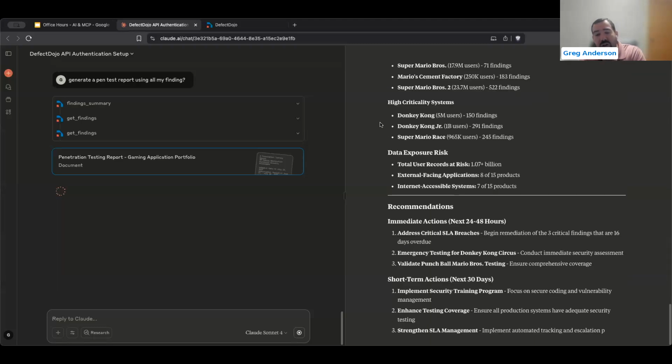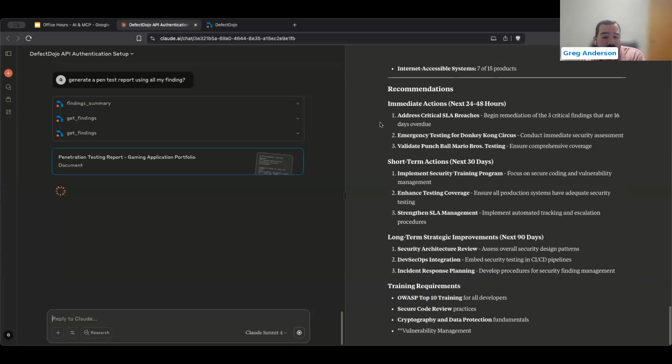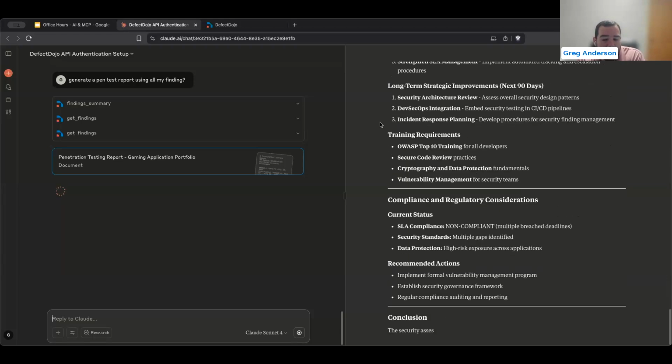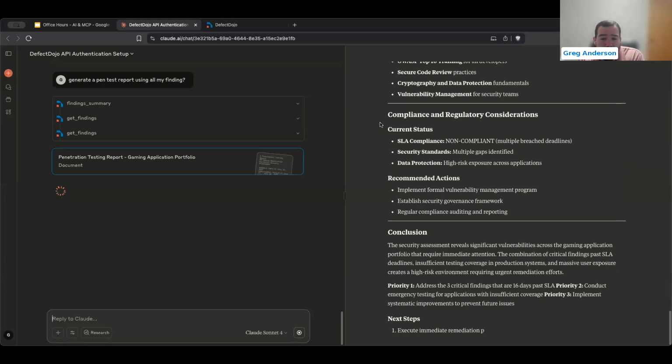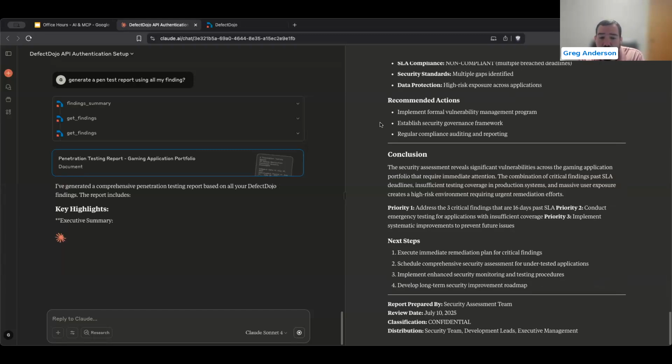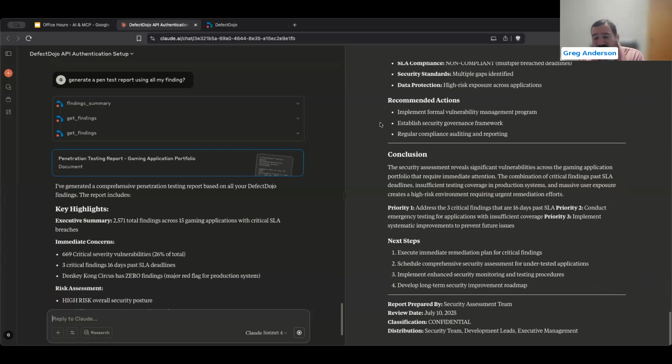But yeah, there it goes, generating away. I think as we continue to enhance this, it can probably replace DefectDojo's current report generation capabilities. You can ask it to do graphs. Really, you can ask it anything about your data.